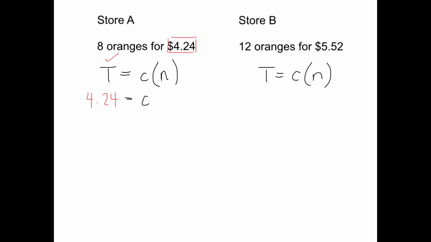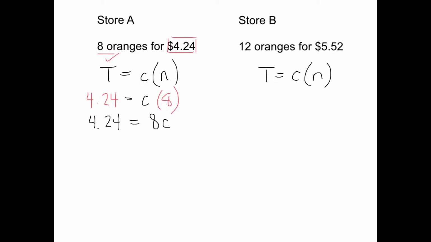Do we know the number of oranges? We do. 8 oranges cost $4.24. So let's replace n with the number 8. Now we have an equation with one unknown variable. Our equation says that 4.24 is equal to c multiplied by 8, or I can write this as 8c. Can you solve for the unknown variable in this question?